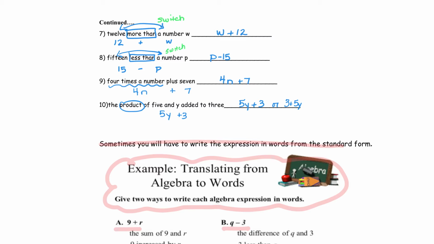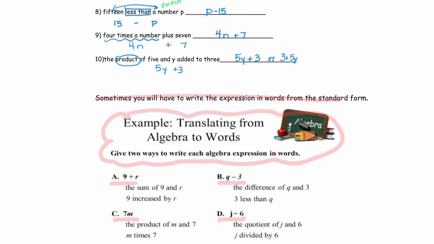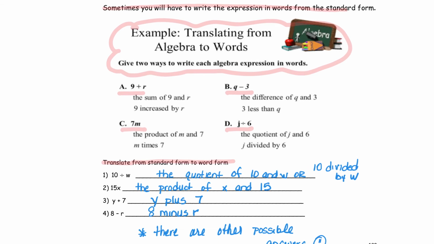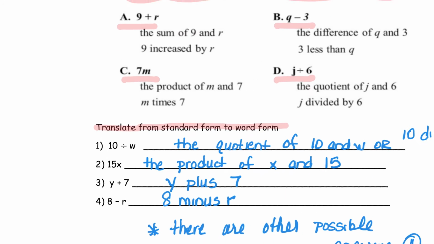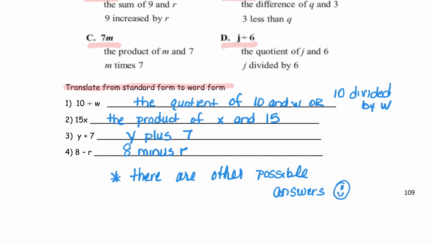Now, as you go down to the rest of the page, it says that sometimes you will have to write the expression in words. So here are some examples. A, B, C, and D give all 4 different operations. So hopefully when you completed numbers 1, 2, 3, and 4 at the bottom, you were able to be successful.